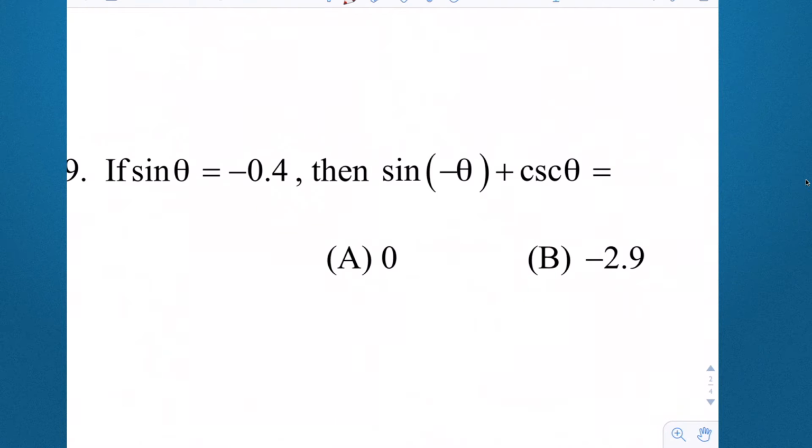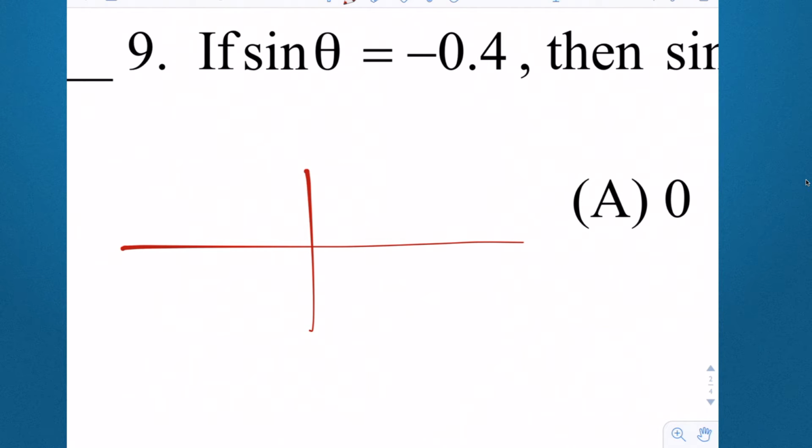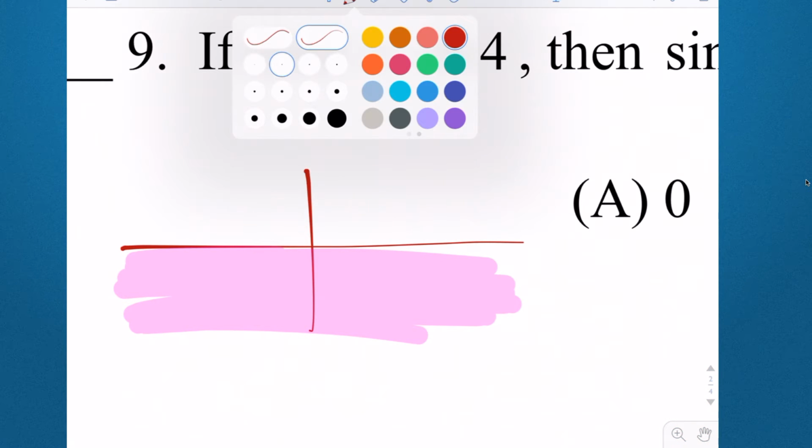All right, sine of some angle theta is negative 0.4. We have to figure out what sine of the negative angle is plus the cosecant of that positive angle. So I guess we need to figure out maybe where theta lives. Well, given a negative ratio of sine, I know that theta has to live in either quadrant 3 or 4. So let's just kind of do some hypotheticals here.